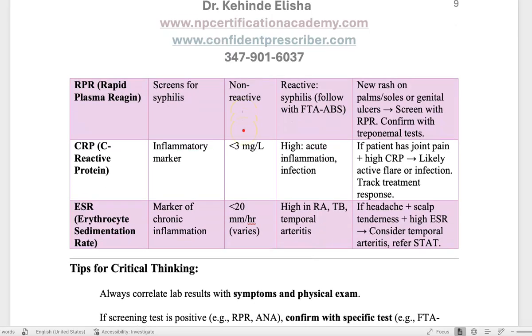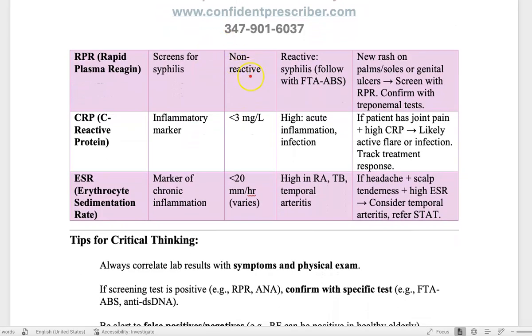All right, so we're now going to move on to RPR, rapid plasma reagin, which screens for syphilis. Okay, we want it to be non-reactive. If it is reactive, it means they have syphilis, and we have to follow up with FTA-ABS. So new rash, what would the patient complain? They will say they have a new rash on palms, soles, or genital ulcers. You want to screen with RPR, confirm with a treponemal test.